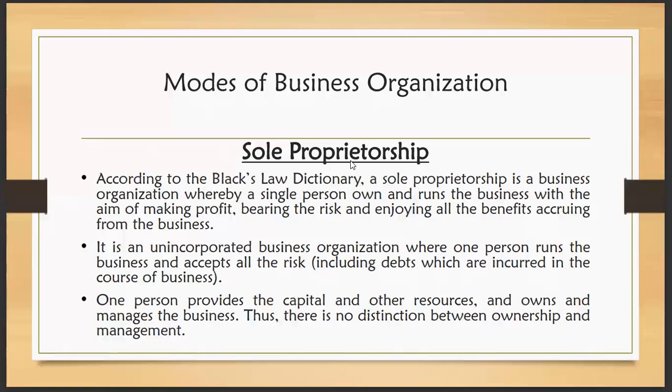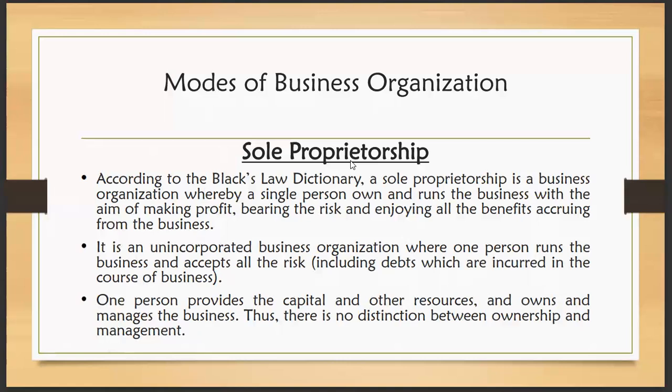If we look at Black's Law Dictionary, a sole proprietorship is a business organization whereby a single person owns and runs the business with the aim of making profit, bearing the risk, and enjoying all the benefits accruing from the business. So that is a very comprehensive explanation for sole proprietorship. So one person is the owner of the business. He or she also runs the business, of course, with the aim of making profits.